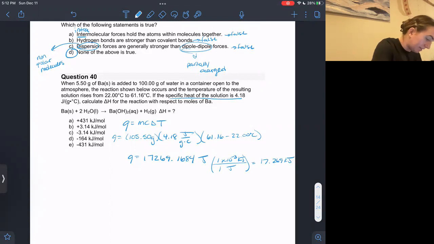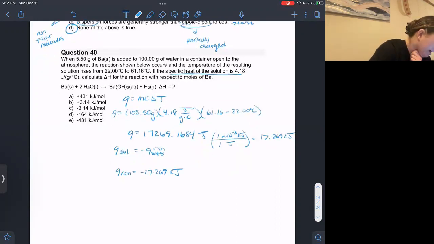So then I know that this is Q of the solution, which is equal to negative Q of the system, or Q of the reaction. So if Q of the solution is 17.269, then Q of reaction is equal to negative 17.269 kilojoules. Okay, and then I need to convert my 5.50 grams of barium to moles.